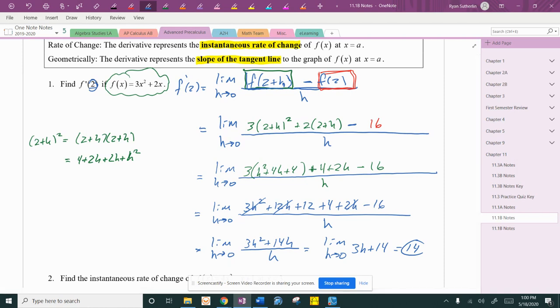The slope of the tangent line to f of x at x equals 2 is 14. The instantaneous rate of change of the function f of x at x equals 2 is 14. Those statements are all synonymous. They mean the same thing.